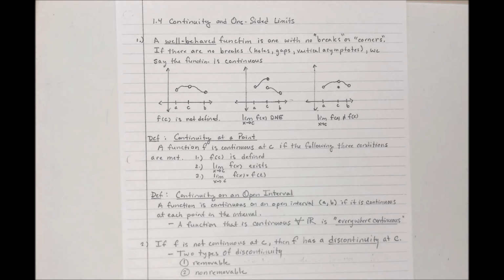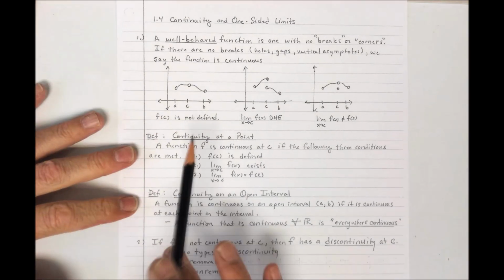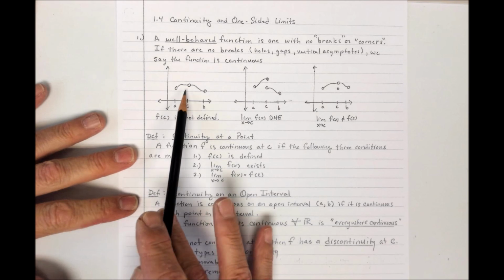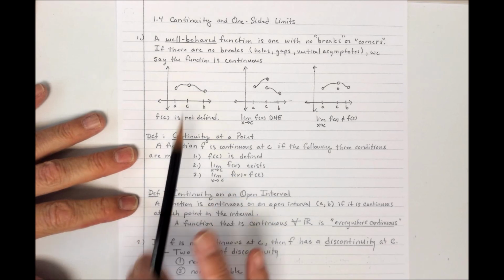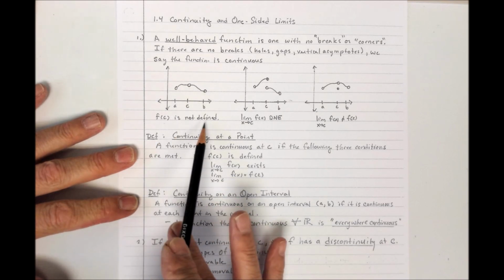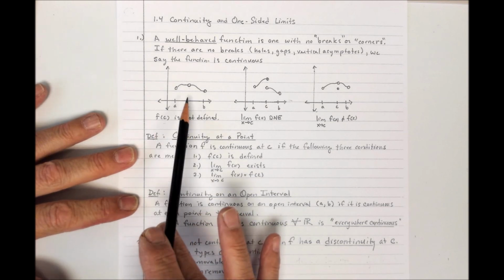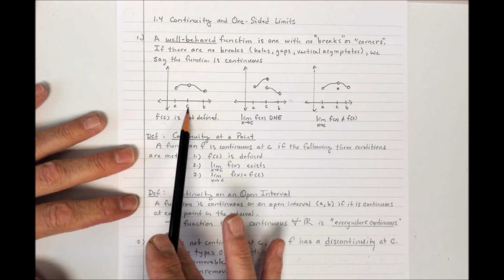So first off, notice here that on my function, let's call it y equals f of x, at c there is a hole in my graph. So f of c is not defined. Now the limit might still exist, but the function f is said to be not continuous at x equals c.